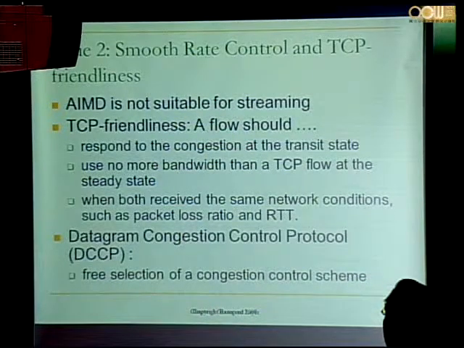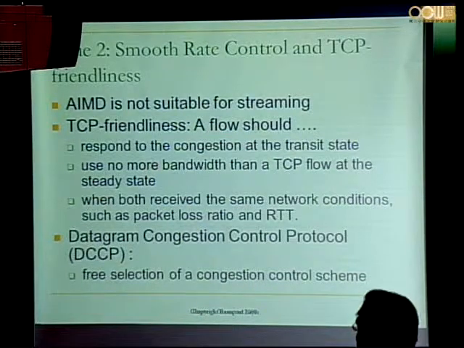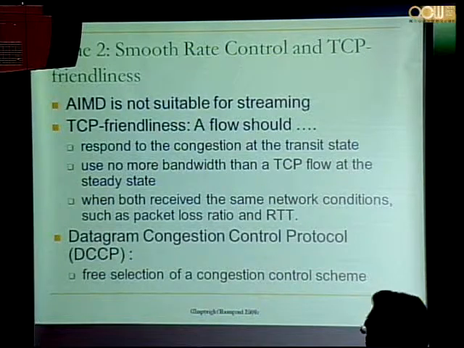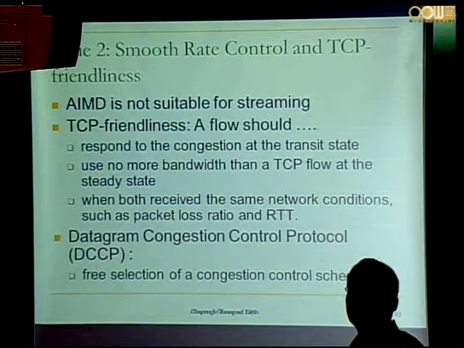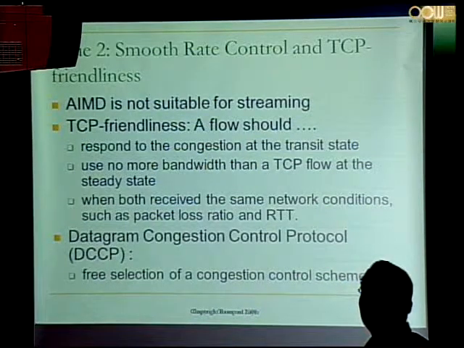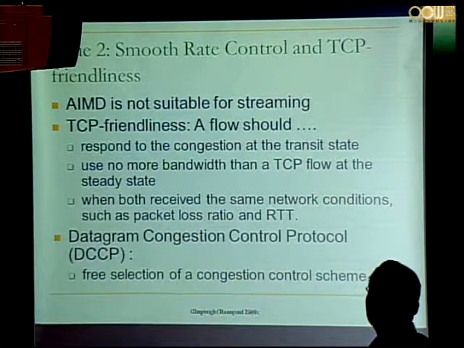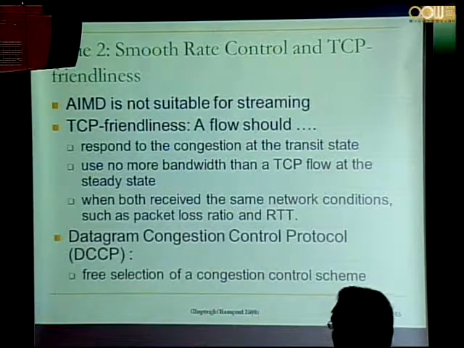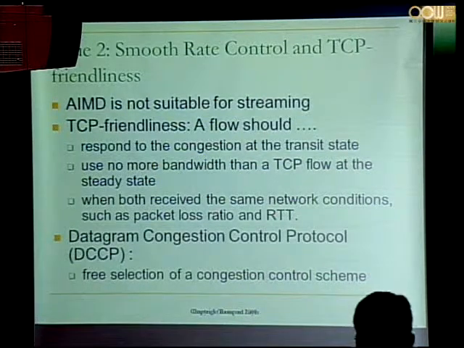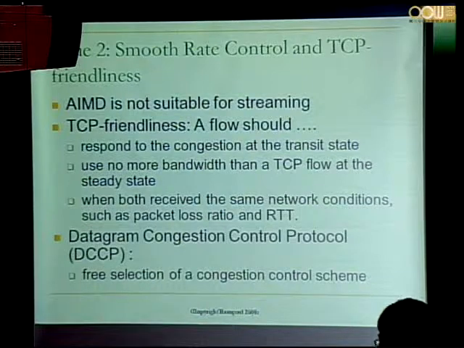Okay. It says, what is TCP friendly? It says it would need to respond to congestion. If there's a congestion, then they need to slow down and use no more bandwidth than a TCP flow. Especially when they both receive the same network conditions, say suffer the same packet loss rate and RTT, then a TCP flow and a UDP flow should consume the same amount of bandwidth. And the UDP flow should not take advantage of the polite TCP.